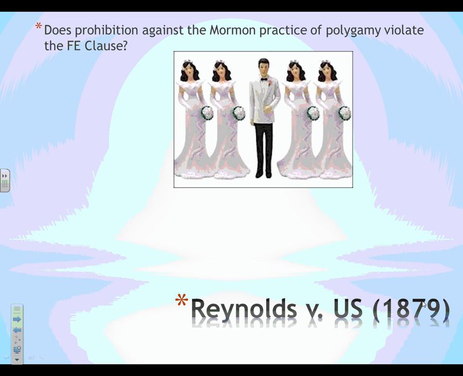Okay, so we'll start with Reynolds versus United States. This is an 1879 case, so it's really old. And it involved a group of fundamentalist Mormon people who were suing the U.S. government, saying that the anti-polygamy laws were a violation of their free exercise of their religion. And what do you think the government said? Is banning polygamy okay, or a violation of the Free Exercise Clause?